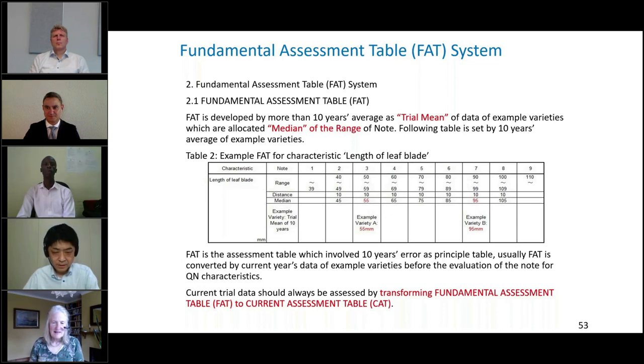For example, we have example variety A in note 3. The 10 years average is 55 millimeter. We set it to the range of note 3, so the example variety becomes the median. And variety B is the same. So current trial data should always be assessed by transforming the fundamental assessment table to the current assessment table.